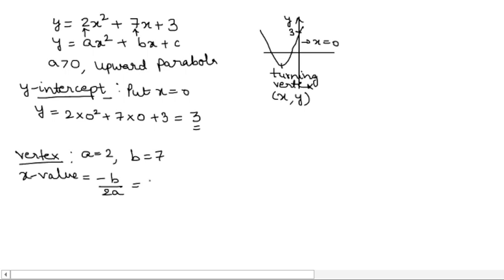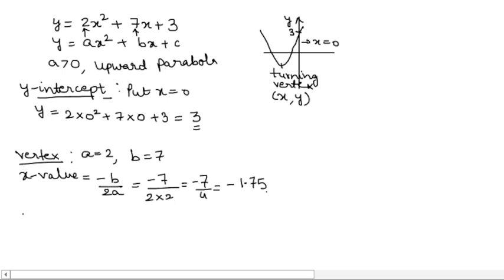So I substitute the values. In place of negative b, I write negative 7 upon 2 times 2, which is minus 7 upon 4, and it eventually gives me negative 1.75 as the answer. So this is the x value of the vertex of the parabola.